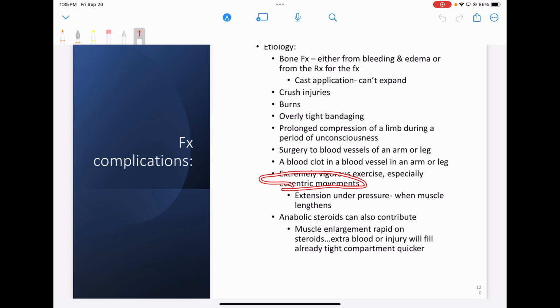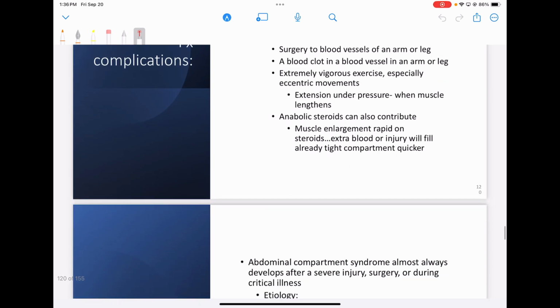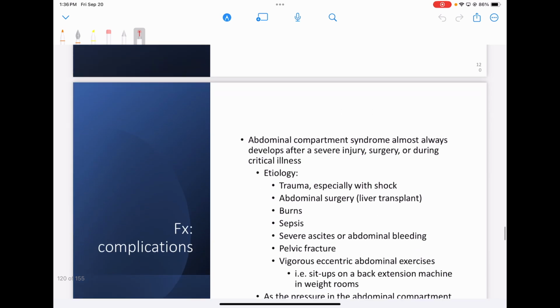especially eccentric movements. What are eccentric movements? Lowering. So this is concentric. This is eccentric. You get more muscle building with eccentric motion. It's just very dangerous to do. You can pop those things real fast. Again, extension under pressure. And anabolic steroids, muscle enlargement is very rapid and nothing can grow. The skin doesn't grow and you get compartment syndrome.